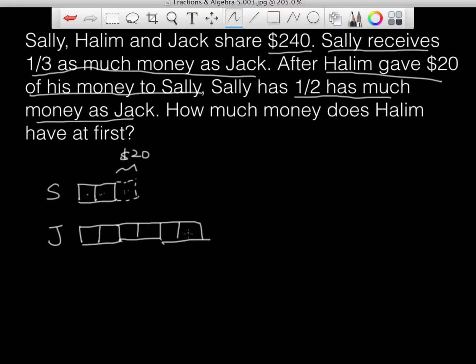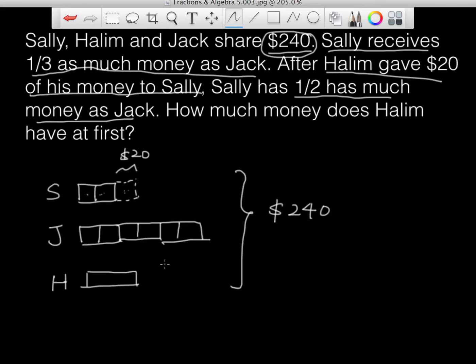Okay, so back to this question. How much money does Halim have at first? We don't even know how much Halim has now, okay? So we just draw an unequal part that we don't like, but not to worry. Remember the first piece of information, that the three of them share $240. So what we know is that all three of them share $240. In other words, all these units, the 9 equal units here and the unknown unit here, will add up to $240.